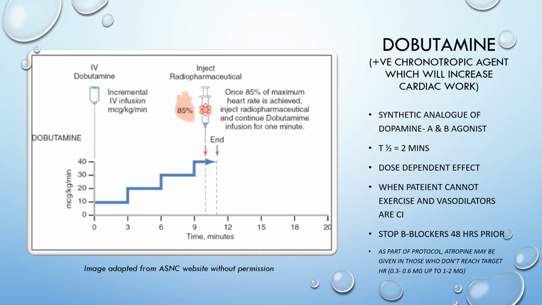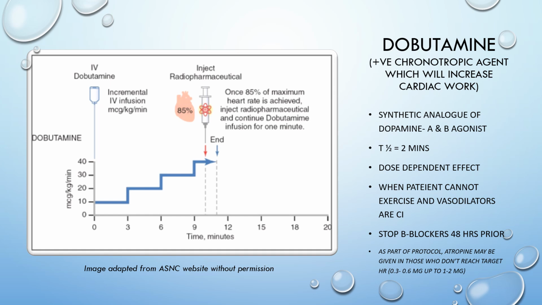And as part of this protocol, atropine can also be given in those who don't reach the target heart rate. We can give atropine at the dose of 0.3 to 0.6 milligrams, up to 1.2 milligrams total. And this is given at every stage that I'm going to explain. You see, dobutamine is given in incremental doses. For every 3 minutes, we start at 10 mics per kg per minute, and then for the next 3 minutes, we go for 20.